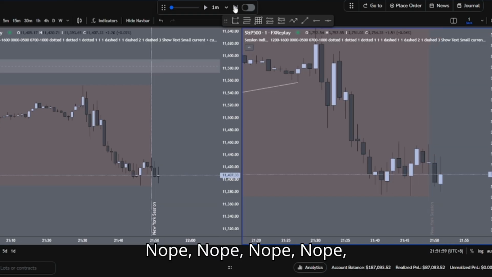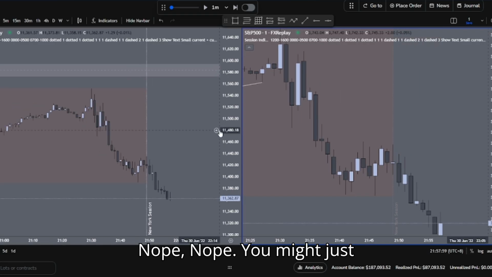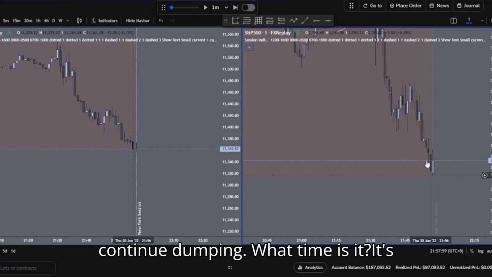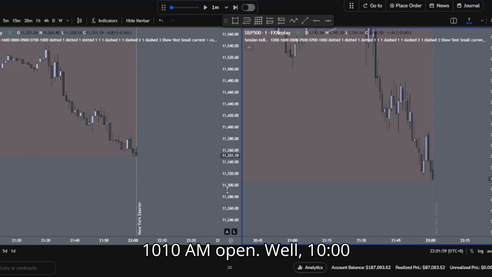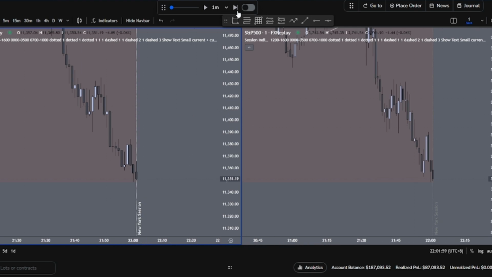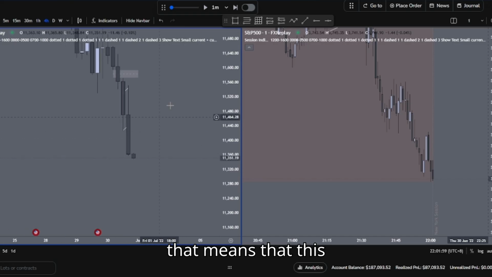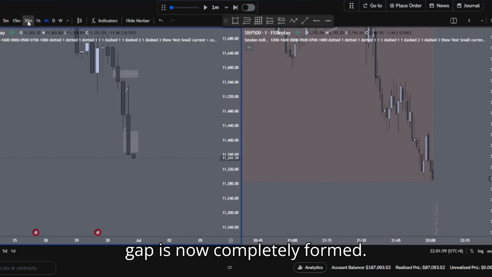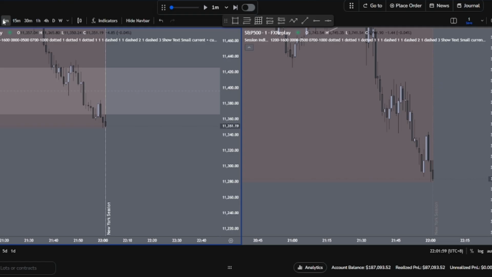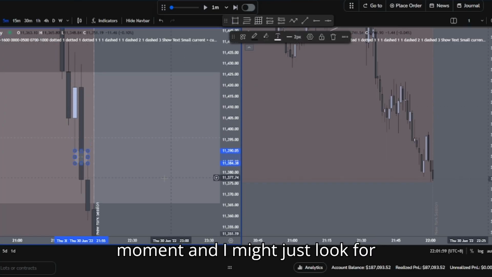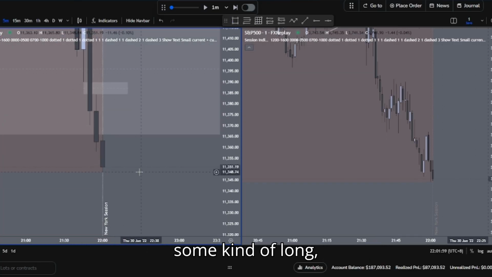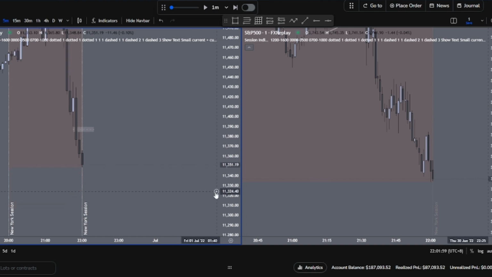Nope, nope, nope. You might just continue dumping. What time is it? It's almost 10. 10 AM open. Well, 10 PM for us, but that means that this gap is now completely formed. Meaning we might be sticking to shorts at the moment, and I might just look for some kind of short continuation. So let's see.